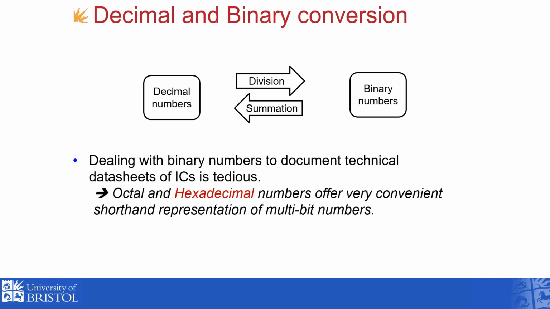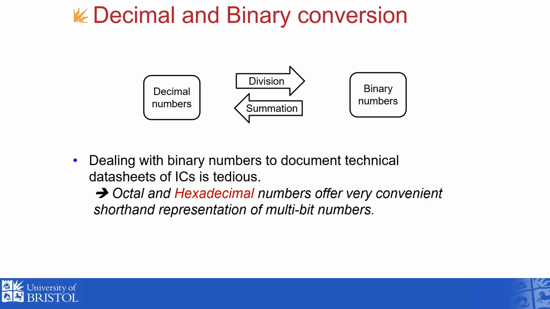What we usually prefer is to use octal or even better hexadecimal numbers. Hexadecimal numbers are numbers that use as their basis number 16. And this is because they offer a more convenient shorthand representation compared, of course, to the binary number system.